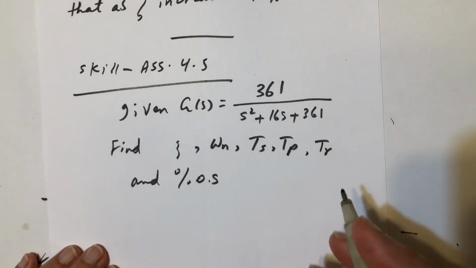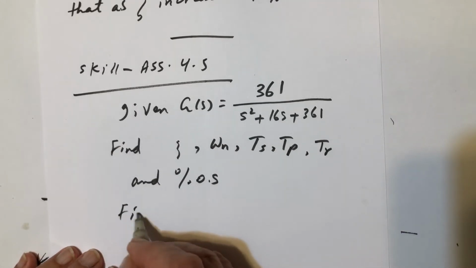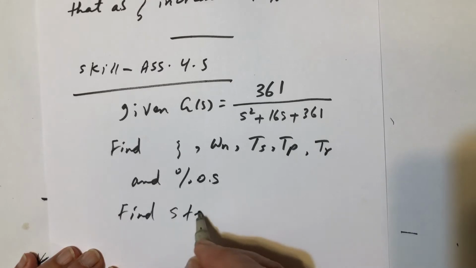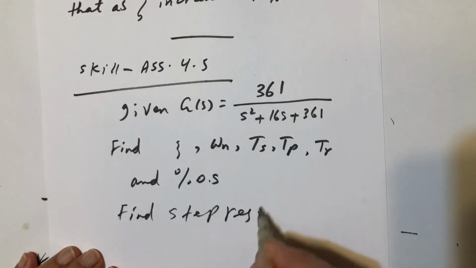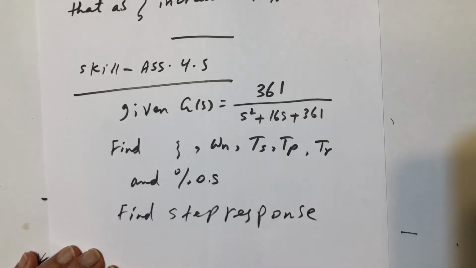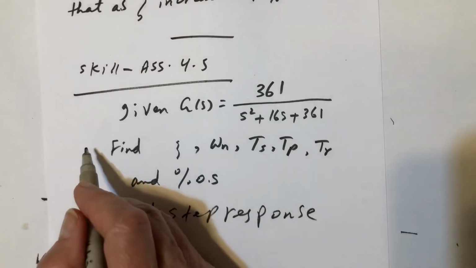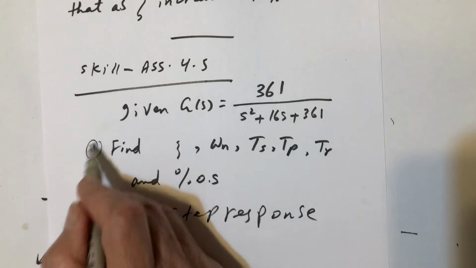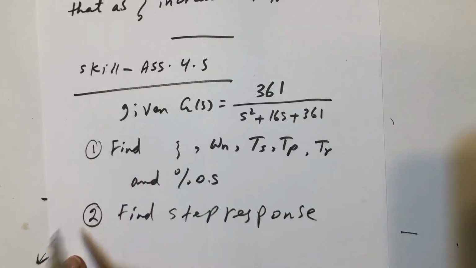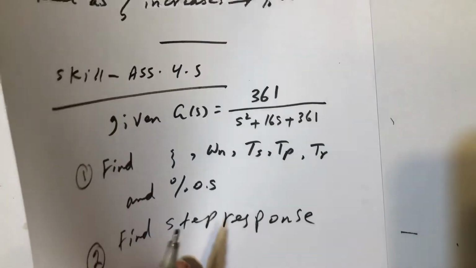And I am going to continue with the system. I'll also find the step response, so that we can understand how to use this expression we found. So we want to find these first of all, then we find the response, which is an extra, it's not in the question. So we'll solve this question and see what we can do.